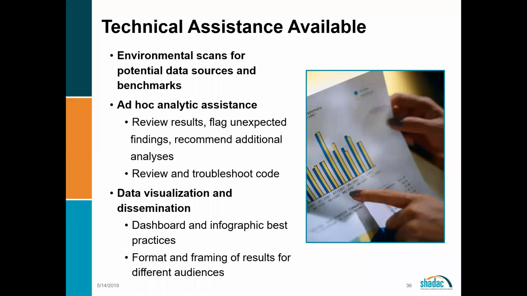I just wanted to start by talking a little bit about the high-level types of TA that we can and have provided to the 618 teams. One of the things we've done quite frequently, and I'll provide a couple examples of this, are environmental scans looking for data and benchmarks. In general, we can help states think through what kinds of data sources, benchmarks, measures might be available by doing a scan of the literature, both gray and peer-reviewed, and also using some of the knowledge that we have about what other states and jurisdictions have done.